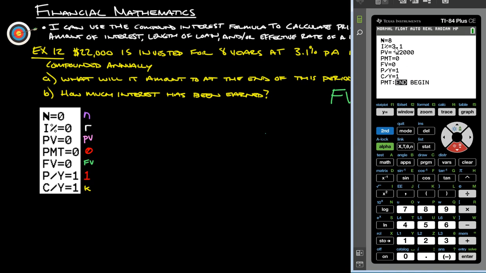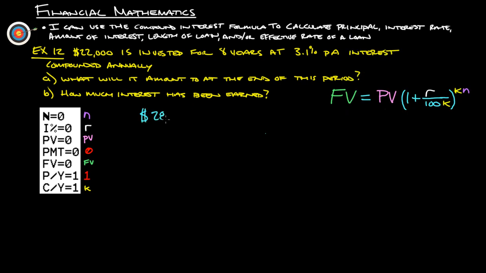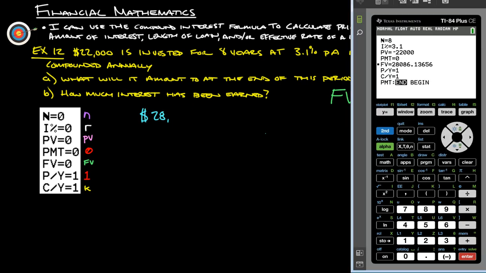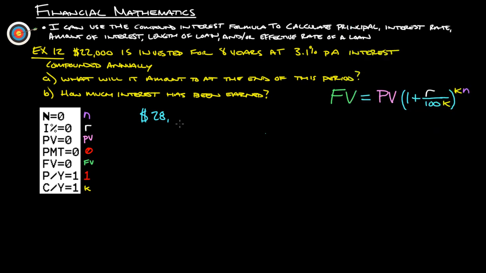Okay. Once you have all your information in here, you're going to go up to what we want to solve for. So we want to know what it's worth at the end of the period here. So we want to know what the future value is, right? So we're going to highlight that, and we're going to do alpha. And then this right down here is solve. You push that, and that's what it's going to be worth at the end, 28,086.14. Okay, so that's going to be what A is here.